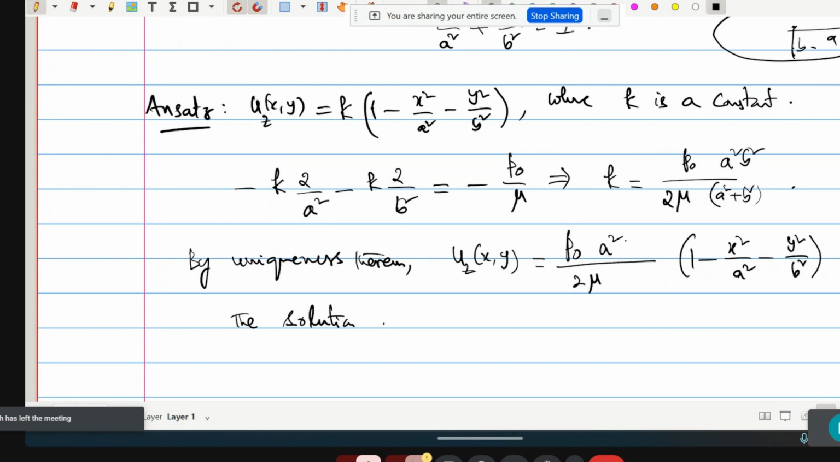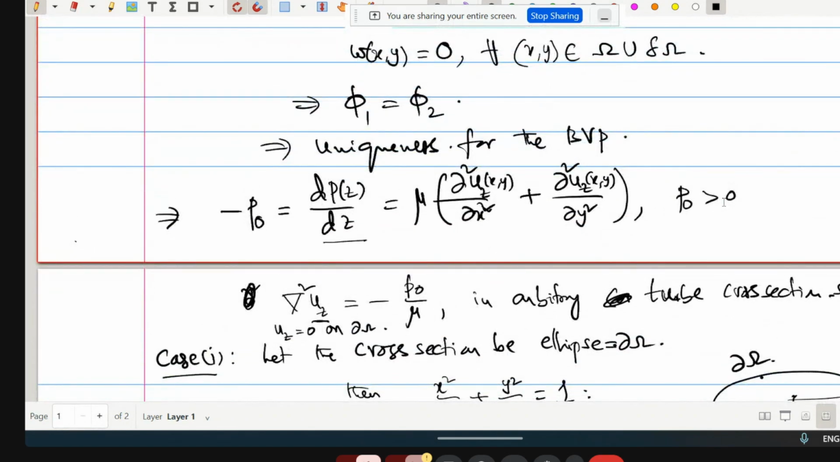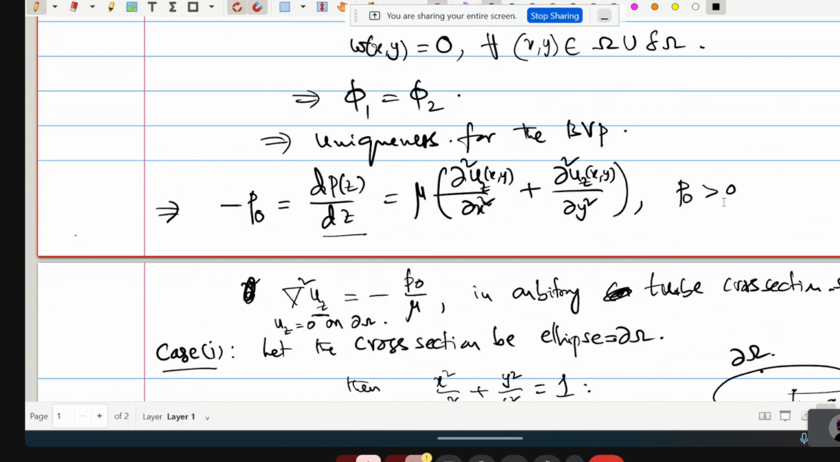A square b square divided by a square plus b square. 2 is fine, right? Yeah. So this is the solution. Okay. So once you know the solution, you can get your pz. Pz you can differentiate.